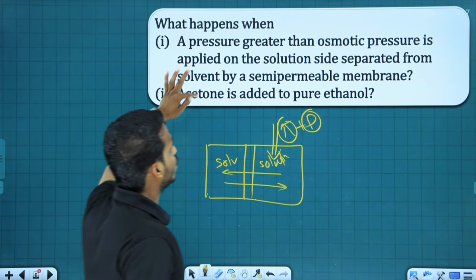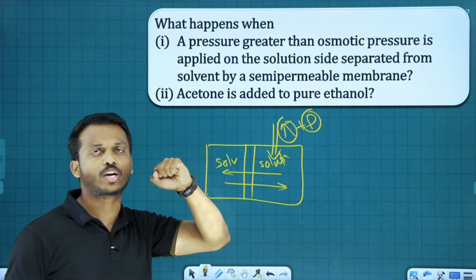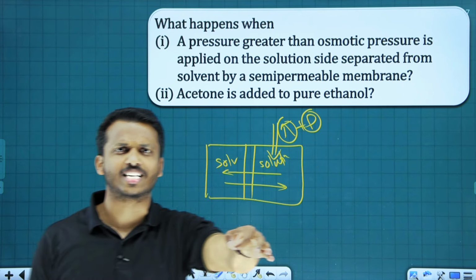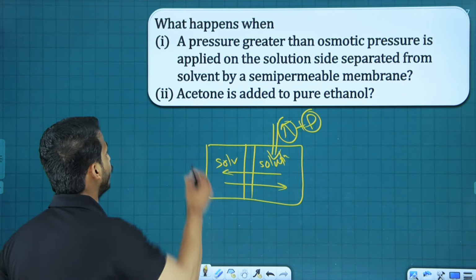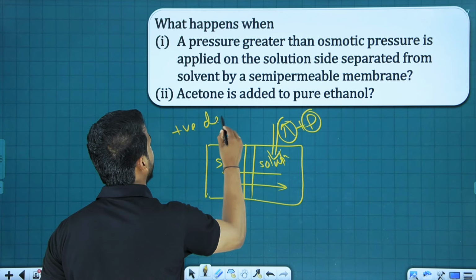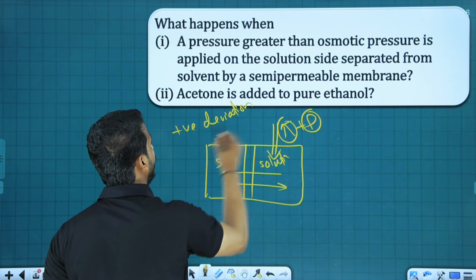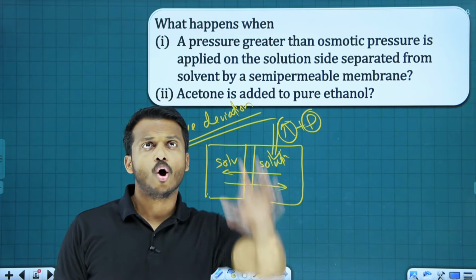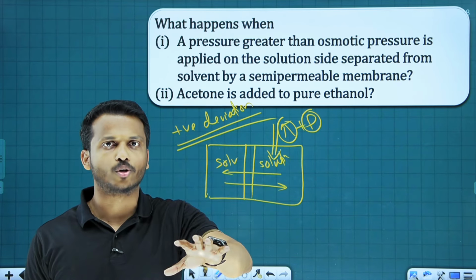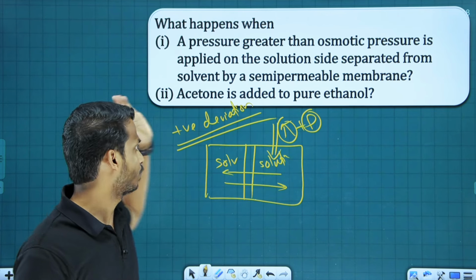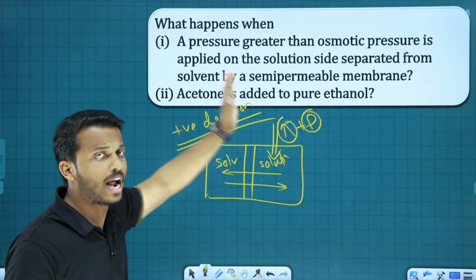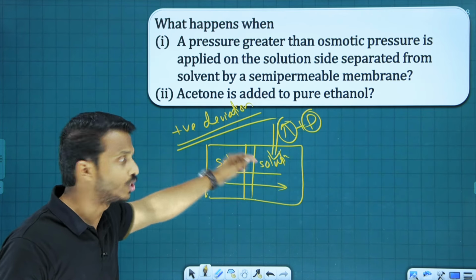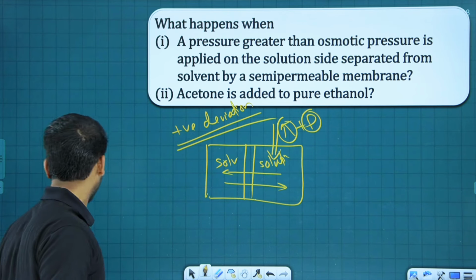One more: acetone is added to pure ethanol. What happens? Acetone and ethanol, we just discussed now, right? Acetone and ethanol form positive deviation. It will deviate from Raoult's law, and it is an example of positive deviation. All the 5 points we discussed about positive deviation, you can write here. So acetone, when added to ethanol, deviates from Raoult's law. It is a non-ideal solution and it shows positive deviation.